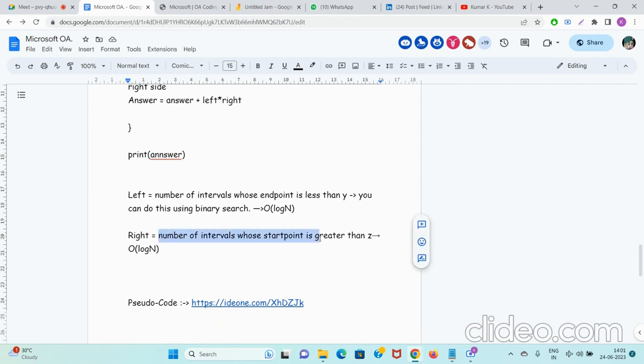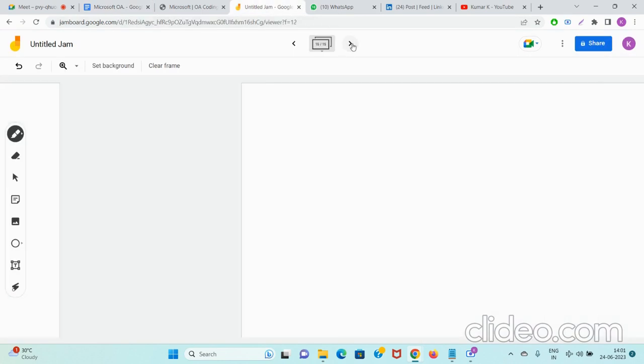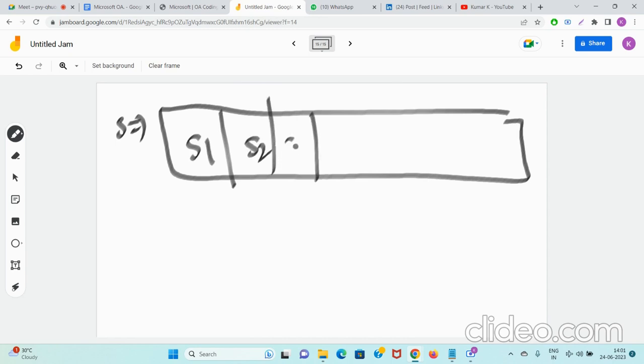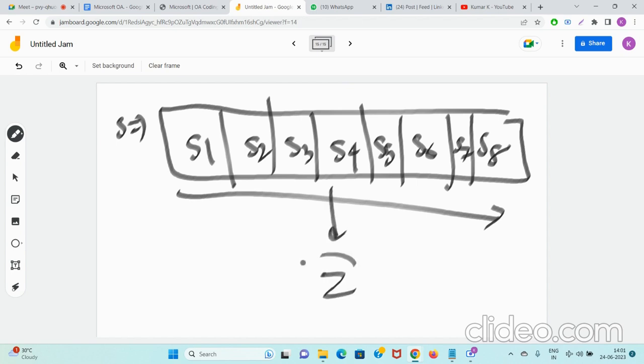Number of intervals whose start point is greater than z. Easy. Just make an array of start pointers. Okay. So it will store all the starting points of all the intervals: S1, S2, S3, S4, S5, S6, S7, S8. Okay, this will be in sorted format. Now some person is coming and telling you, tell me how many guys in this array are greater than Z.